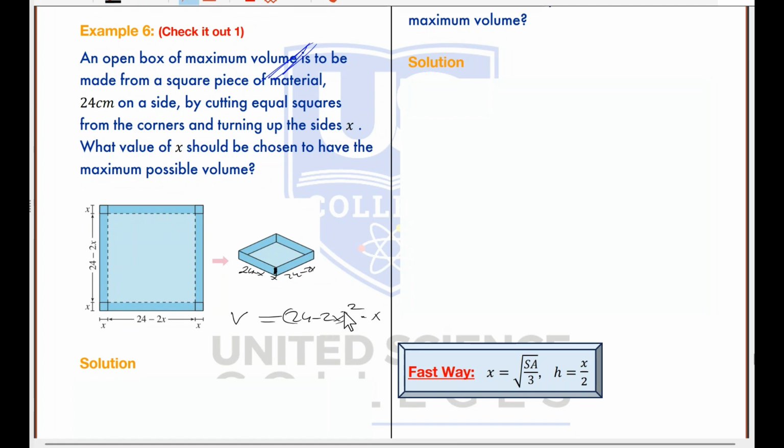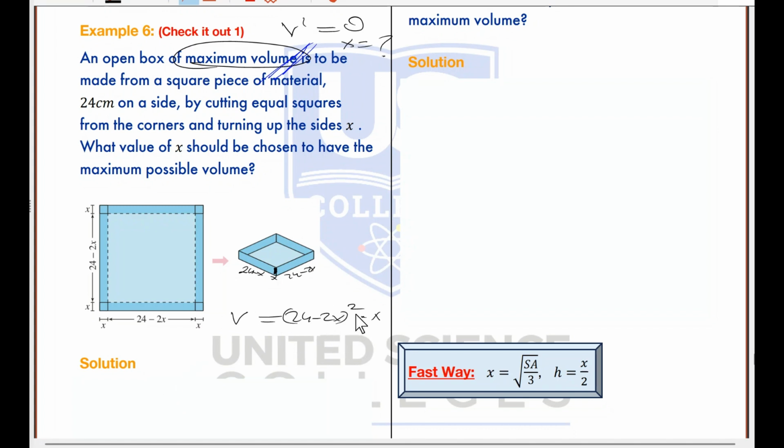So now, let's continue reading the question. An open box of maximum volume is to be made. Maximum volume means the volume prime being equal to 0. So I'm just going to take the derivative of this and equalize it to 0. 24 cm on the side by cutting equal. It's describing how to get the box. What value of x should be chosen to have the maximum possible volume? So when we equalize the volume prime to 0, what will our x be? This is the question.